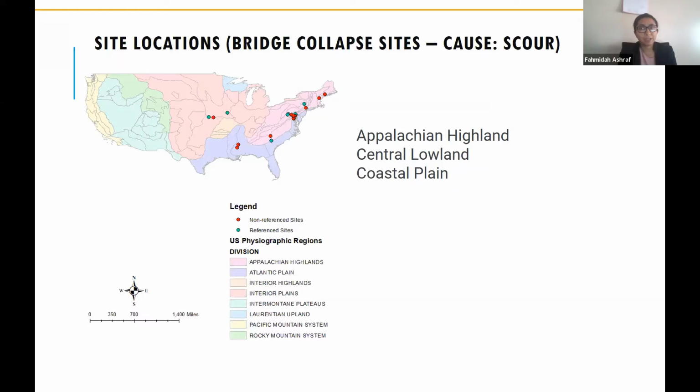Now, to make sure, it does not mean we have high collapse in this region. It does mean that the data is available for this region. For the other regions, may or may not be. We do not have any data. I contacted other Departments of Transportation. They're not willing to share the data, or they don't collect the data.